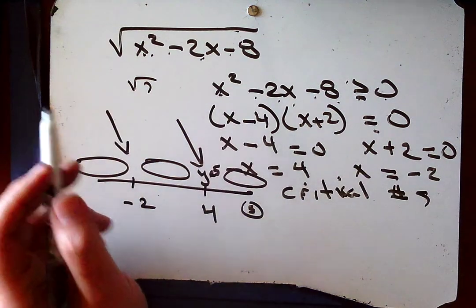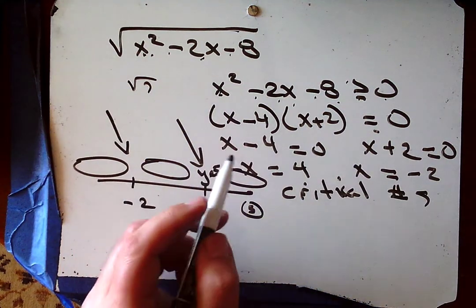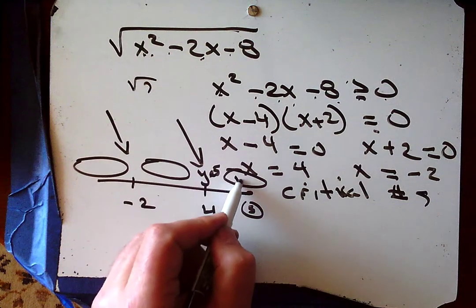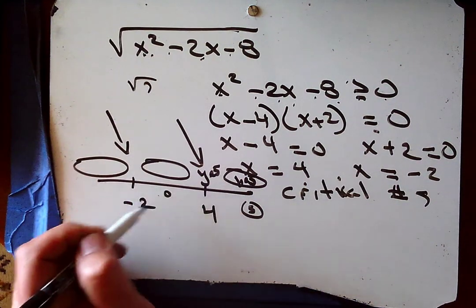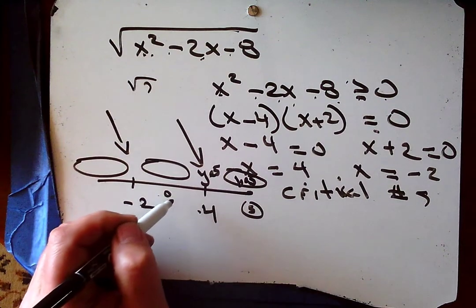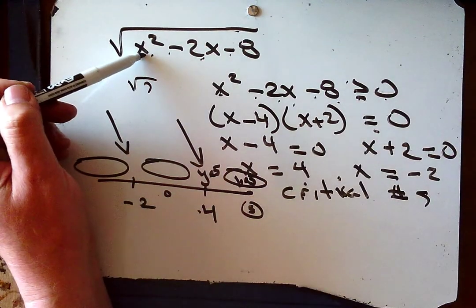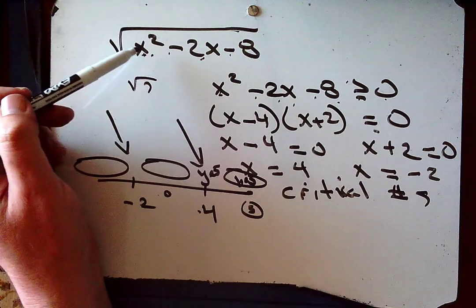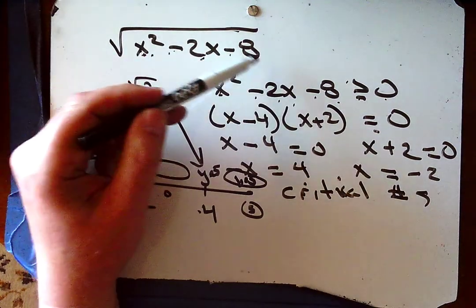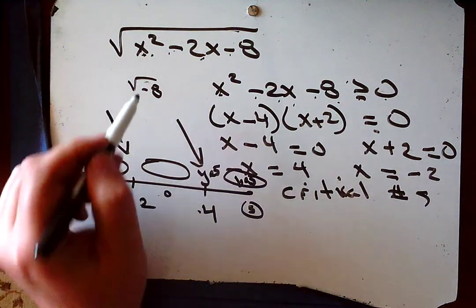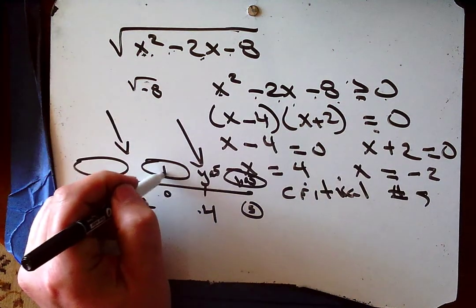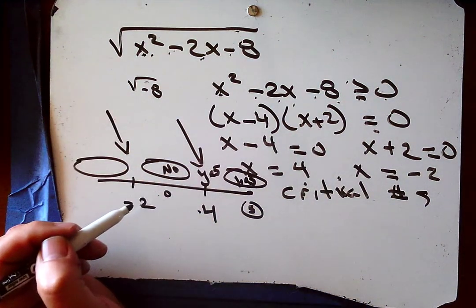Well, it's not a whole number, but it is a real number. So that works, and this is a yes also. What about a number in between -2 and 4, like 0? If I plug in a 0 here and a 0 here, I'm going to have 0 minus 8, or the square root of -8. That is an imaginary number, so this is not part of my domain.